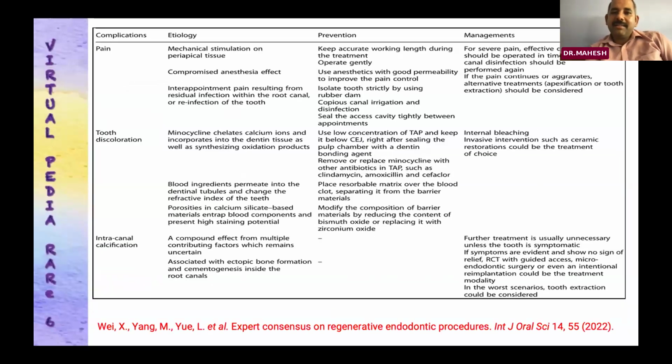So what are all the complications which can happen when we do regenerative endodontic procedures? The most common complications, the three we can encounter, are: first, pain. The pain can be intermittent or occur while we are doing the procedure. Second, tooth discoloration, since we are using a triple antibiotic paste, which can sometimes cause discoloration of the tooth canal. And third, in some cases we can get intracanal calcification. So these are the three most common complications we can encounter in our regenerative procedures, and how they can be prevented: tooth discoloration, intracanal calcification, and pain.